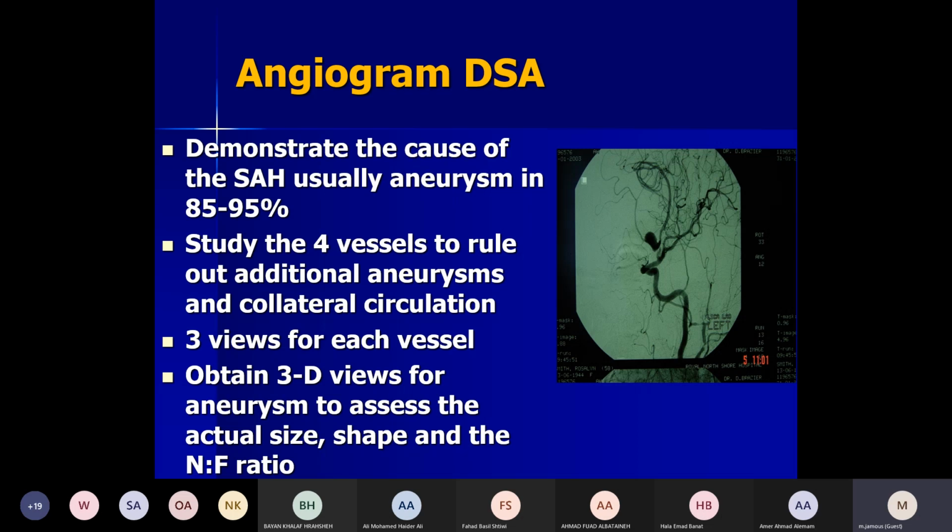So, after we diagnose a patient with subarachnoid hemorrhage, either by a CT scan or lumbar puncture, we need to know the cause of subarachnoid hemorrhage by doing angiogram. We do 4-vessel angiogram. And we take different views for the cerebral arteries.